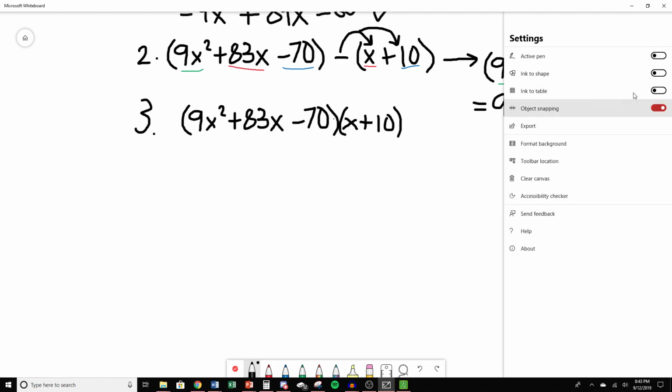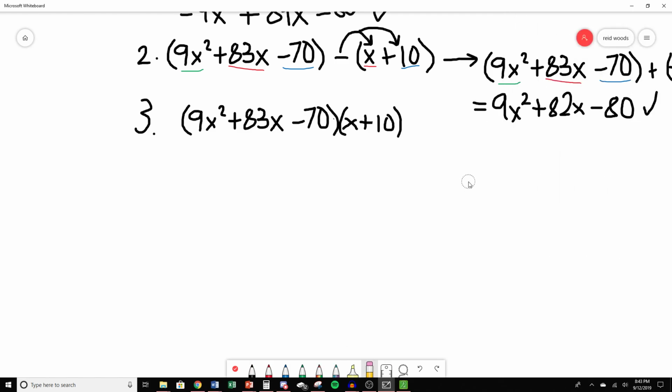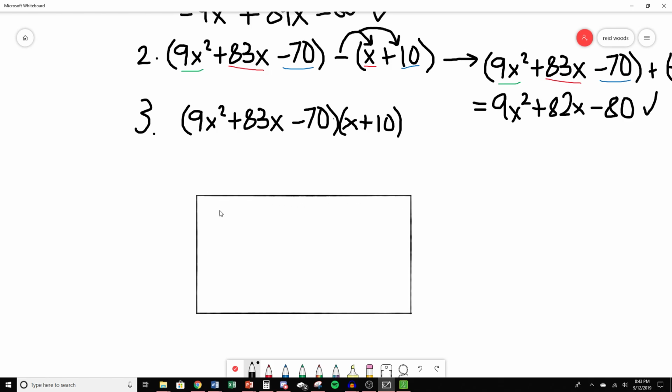But I am going to allow you to do whatever you want as far as multiplying this. But I will be showing this using the box method. I left you instructions on this when I was sick last time. So the box method, we have to draw a box, okay? And you have to create a box that will meet these dimensions.